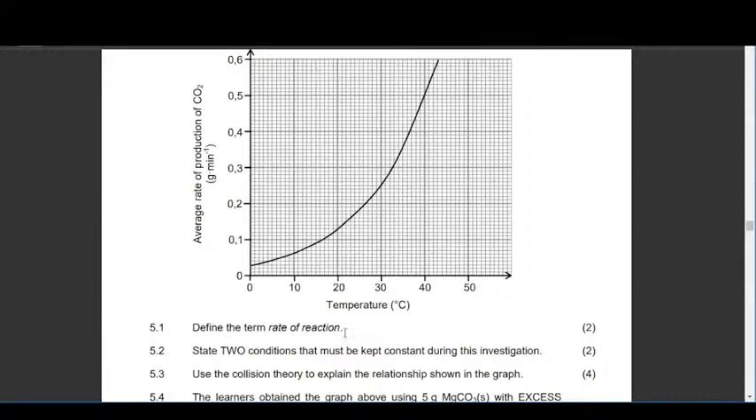Rate of reaction is the change in the product with the change in time, or change in the concentration of the reactant with the time. So the rate, when you talk about rate means time. So you must know about that. So you should not repeat rate. So state 2 conditions that must be kept constant in the investigation.